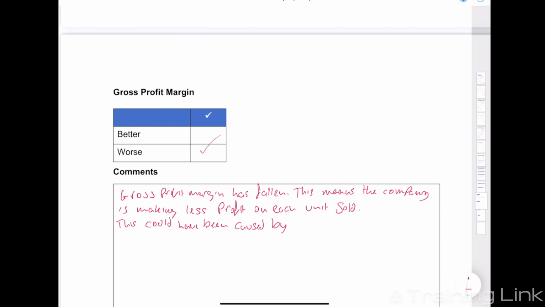So there's really two parts to make up this ratio. We've got sales and we've got cost of sales to make up the gross profit. So that's what would affect the percentage result on this one. So what we would do is we'd say this could have been caused by an increase in cost of sales or a reduction in revenue.